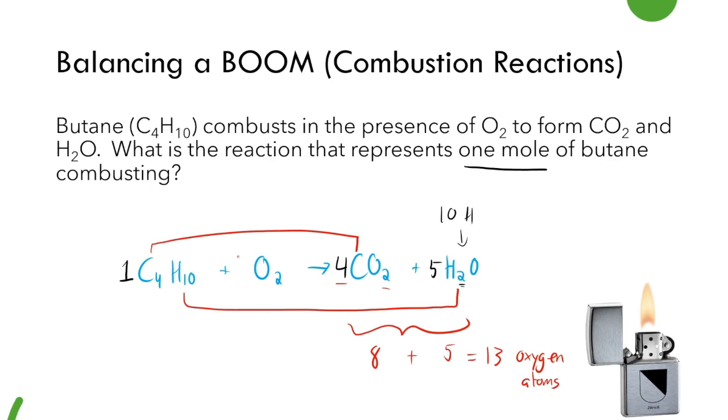Now don't fear fractions here. The best way to do this is just to write 13 over 2. If you were to multiply this entire reaction, like would be tempting based on how it's taught in high school a lot of the time, then we would no longer be solving for the 1 mole of butane, and we would actually be answering the wrong question.